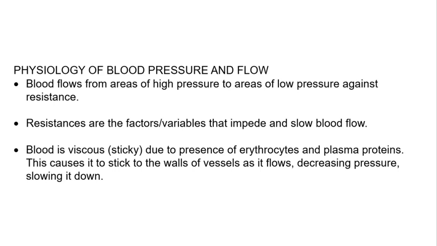Examining the physiology of blood, we see that blood flows from areas of high pressure to areas of low pressure against resistance. Resistances are the factors or the variables that impede and slow blood flow. Blood is viscous due to the presence of erythrocytes and the plasma proteins that are found within it. The viscosity, or the stickiness, of blood causes it to stick to the walls of the vessels as it flows, decreasing its pressure and slowing it down.